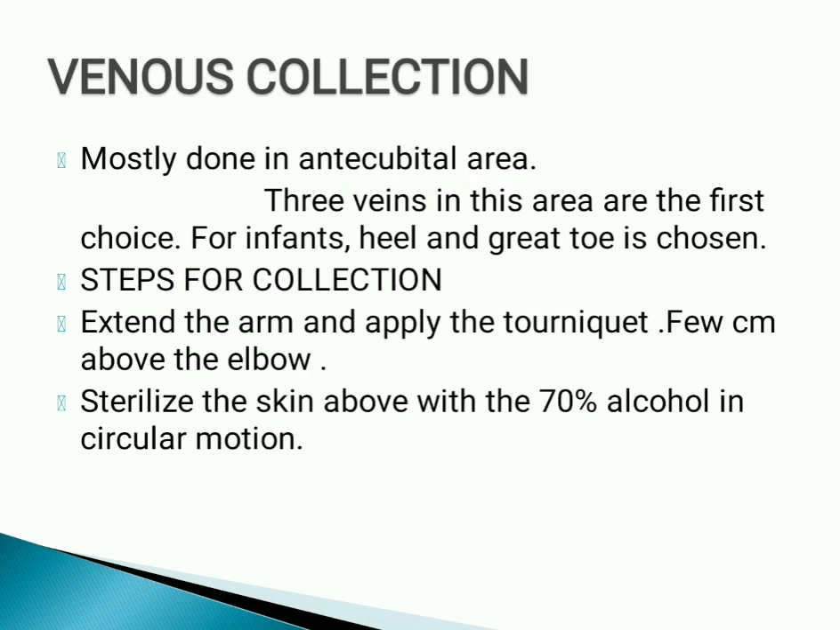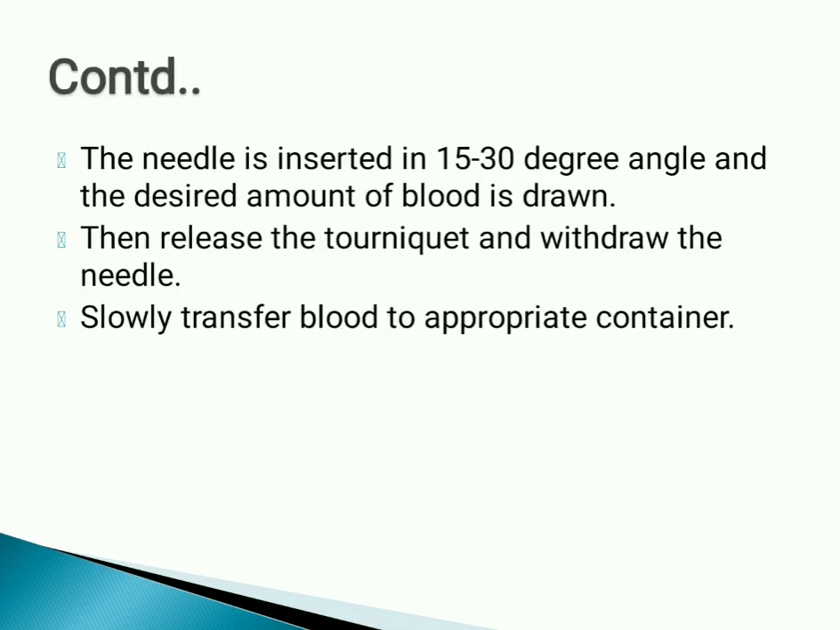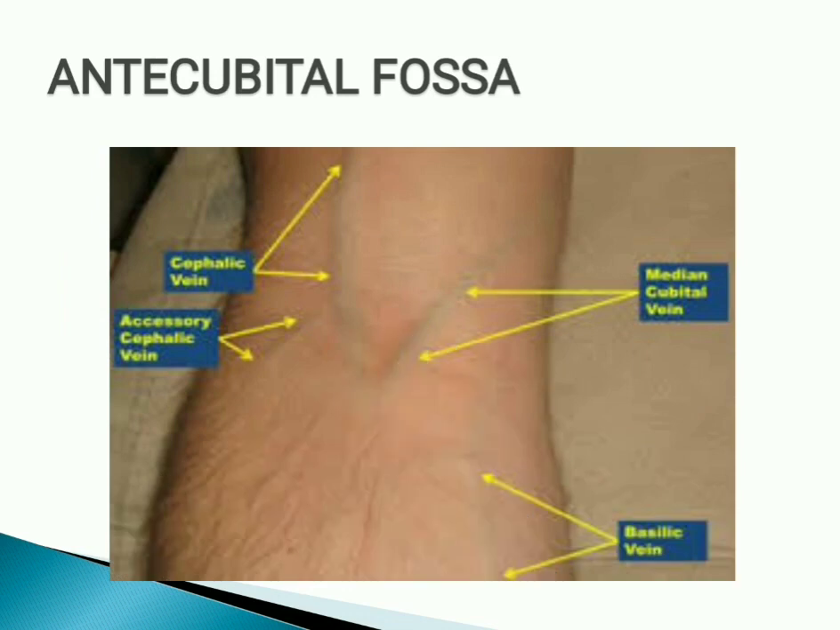Steps to collect blood. Extend the arm and apply the tourniquet a few cm above the elbow. Sterilize the skin with 70% alcohol in a circular motion. The circular motion should be from inward to outward direction. The needle is then inserted at a 15 to 30-degree angle and the desired amount of blood is drawn. Then release the tourniquet and withdraw the needle. Slowly transfer blood to the appropriate container. Antecubital fossa.